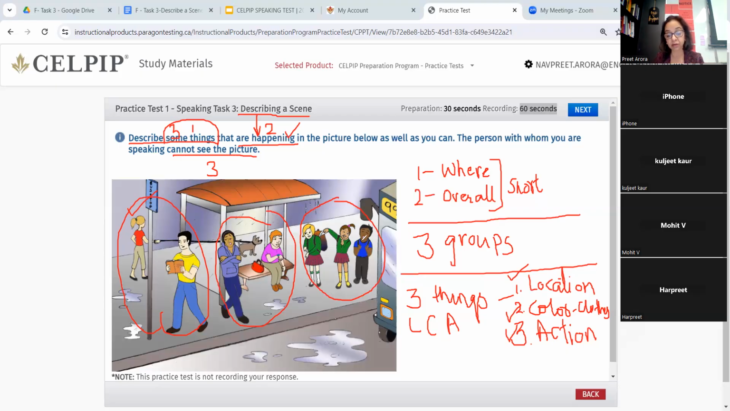So don't worry if the third group is not able to be spoken, because it will not be possible to speak all the things. Even if you are able to group some things and say them, they will be able to see that location is being mentioned, color of clothing is mentioned, and action is being mentioned. So these are the 3 components of this question: describe the scene, describe some things that are happening in the picture below as well as you can. The person with whom you are speaking cannot see the picture. So basically, they are measuring your describing skills.